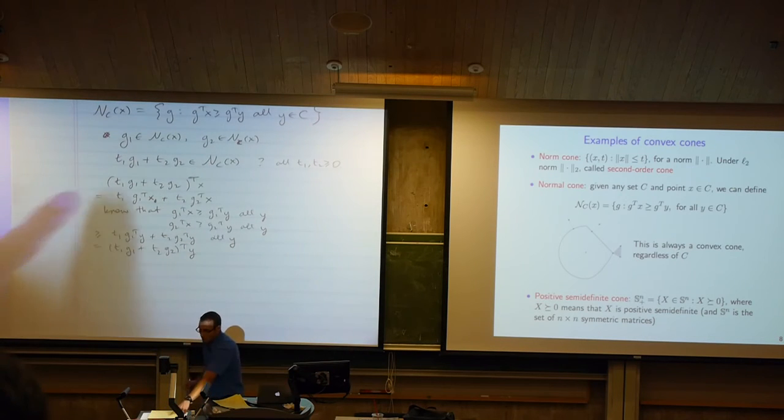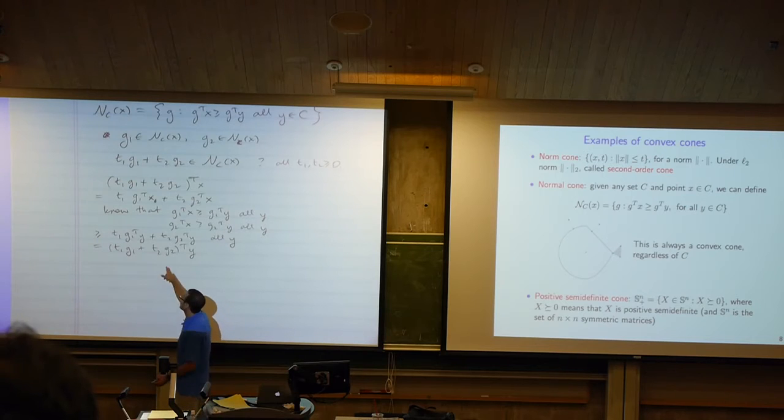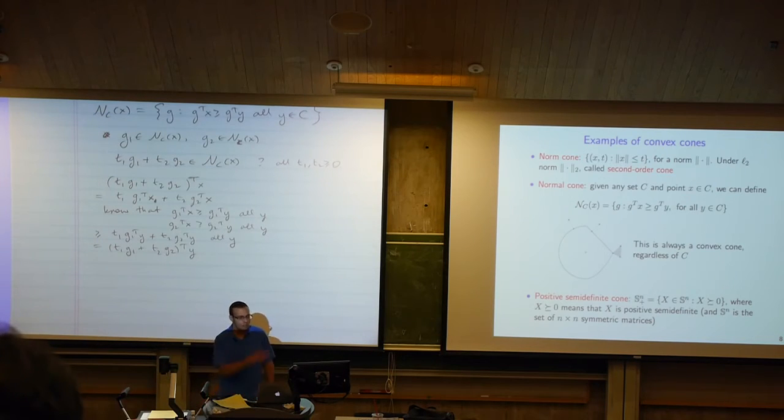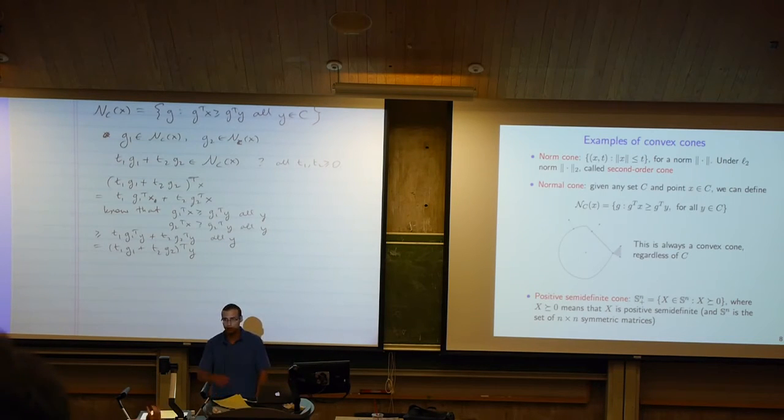So we've just shown that for all y, the inner product of this vector with x is bigger than or equal to the inner product of that vector with y, and that means by definition that this thing is in the normal cone. All of the examples where I didn't prove convexity or the properties for cones are very much like this one, just a matter of checking the definition.